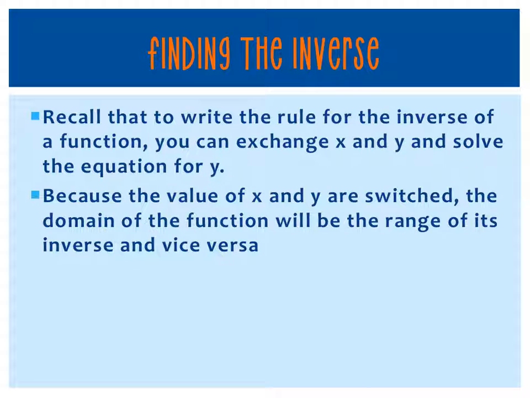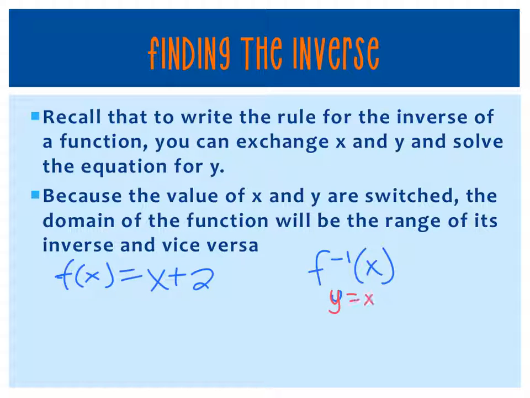Because the values of x and y are switched, the domain of the function will be the range of its inverse and vice versa. So if I've got my regular function, y equals x plus 2, and then I've got my inverse function, if I switched it, x would equal y plus 2, and then solve for the new y. This would be x minus 2. Those would be the inverses of each other.